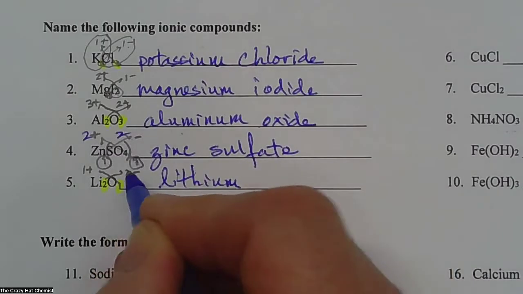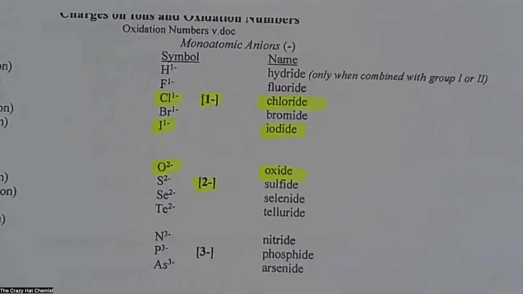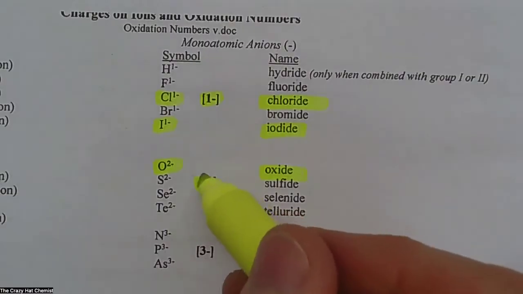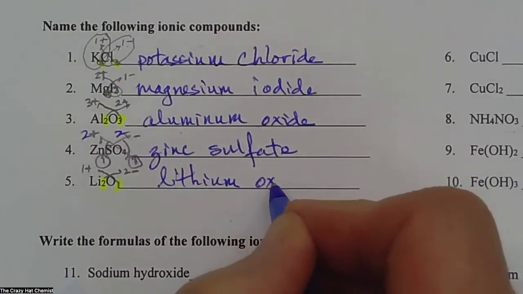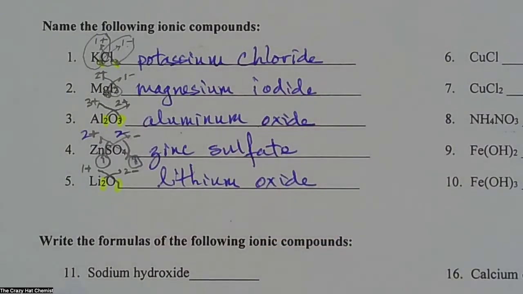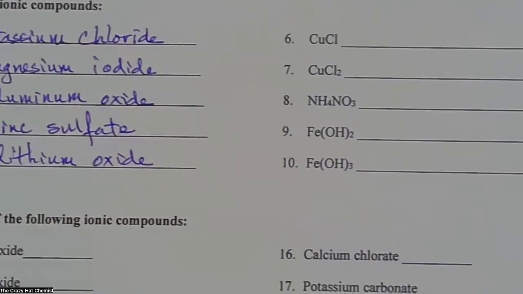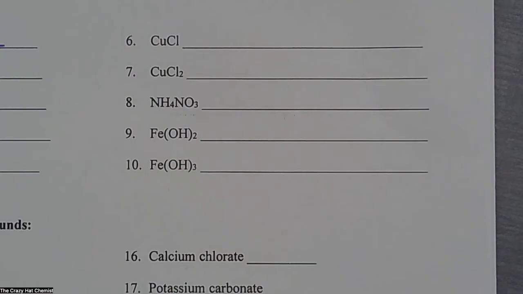And then an O with a 2 minus. We've already done this one actually. And in the 2 minus category, there's an O that's a 2 minus. That's called oxide. So the name of this compound is lithium oxide. All right. Fantastic.